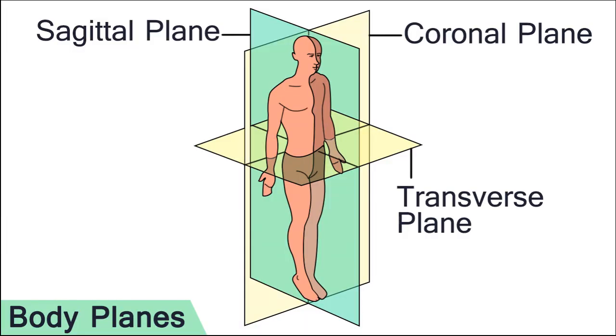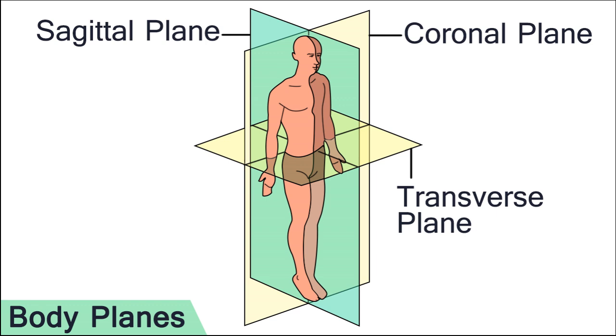So here we can see what those slices look like. Our transverse plane, like we said, is going perpendicular to that body. It's cutting that body into superior and inferior portions. And as we were to slide that transverse plane upward or downward, we would be able to see the different levels of the body.